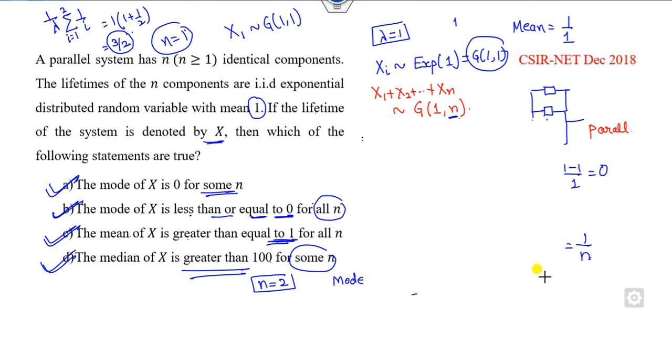Otherwise, what you can do is, because they are parallel components, what is the mean of the parallel component? The mean of the parallel component will be 1 over lambda times the summation of 1 over i, where i varies from 1 to n. So if I take n equal to 2, then it's 1 plus 1 over 2. So definitely 1 plus 1 over 2 must be greater than 1.